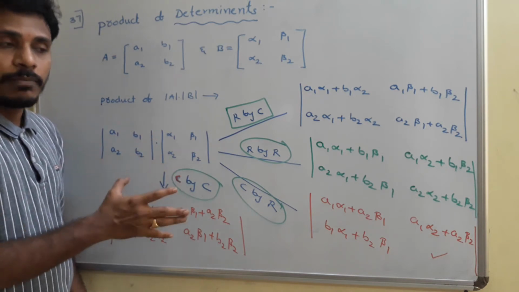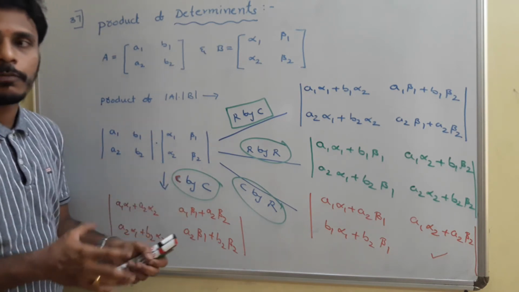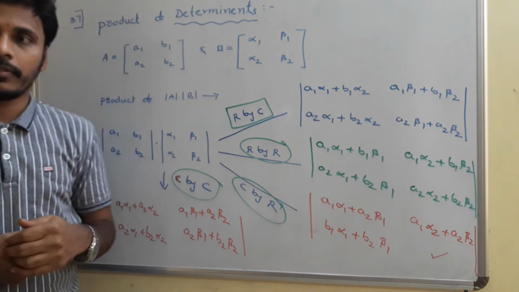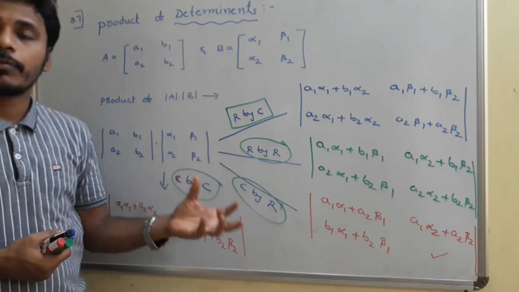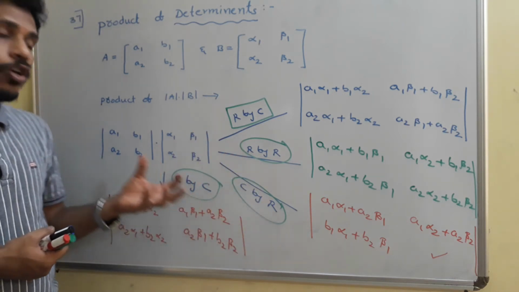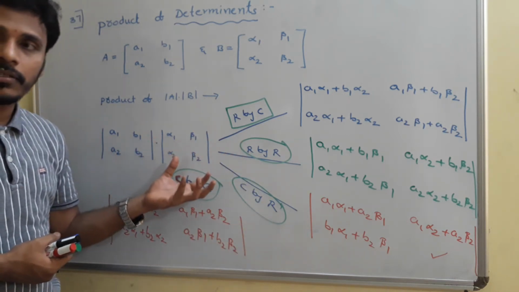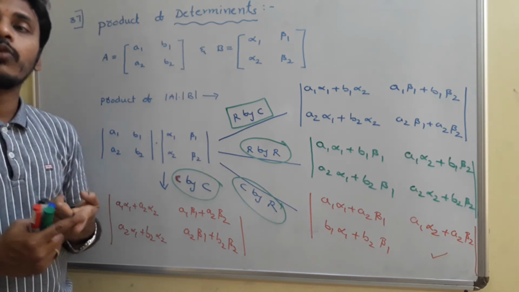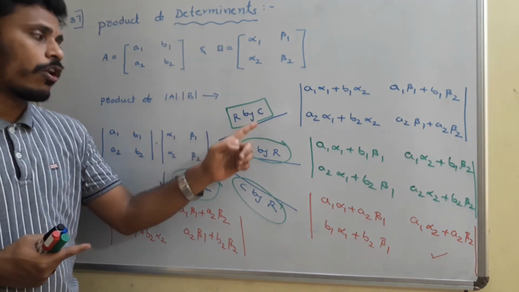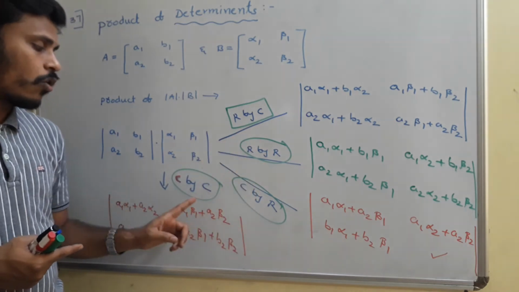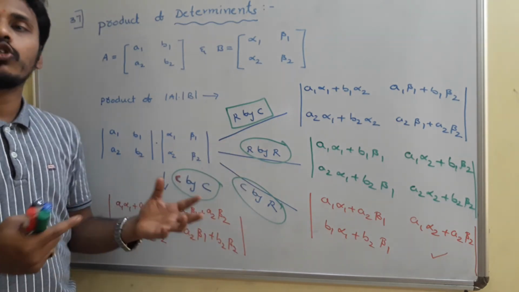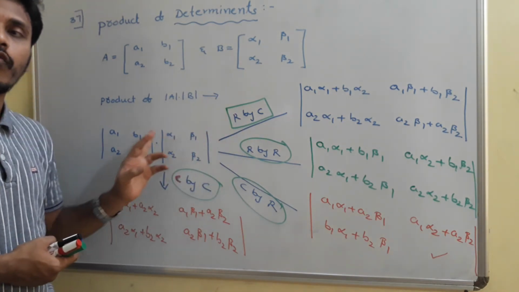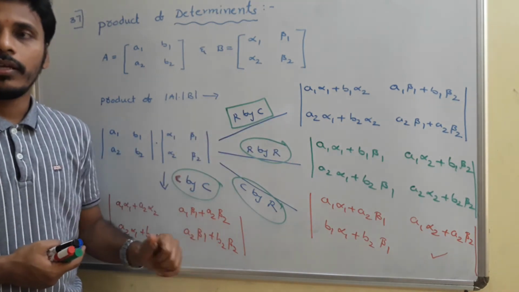Just for simplification and convenience, I am discussing 2 by 2 matrices. The same theory is acceptable for 3 by 3 also. So you take two 3 by 3 matrices, and while calculating the product of their determinants, again you have four options: row by row, row by column, column by row and column by column. According to the problem, you can choose the option and then write the product of determinants in such a manner. Okay, just have a look.